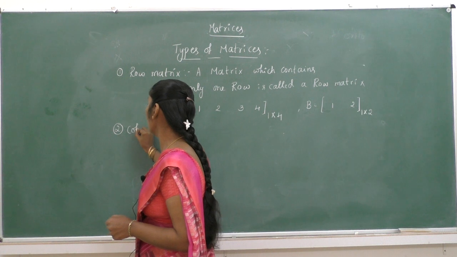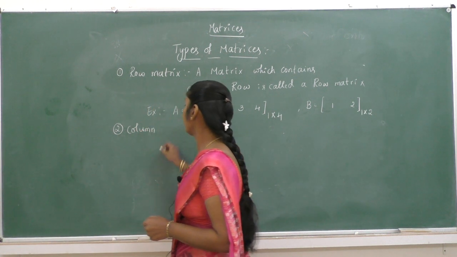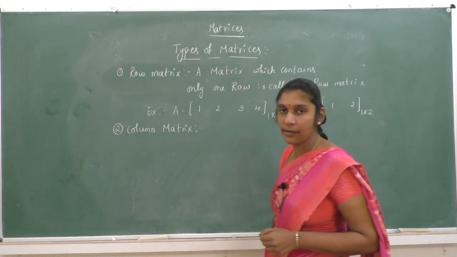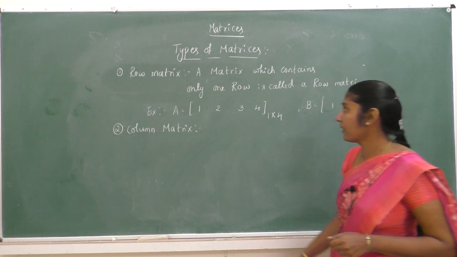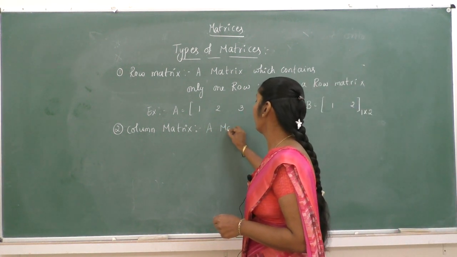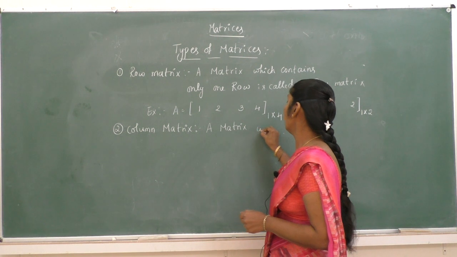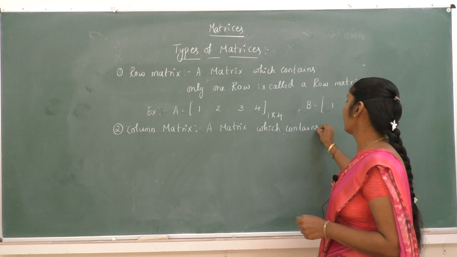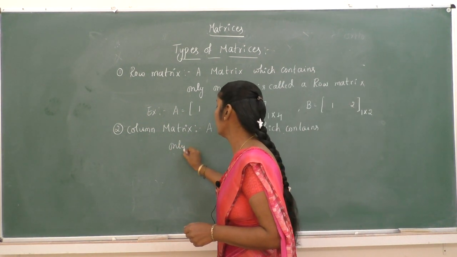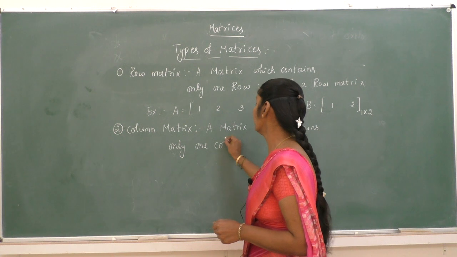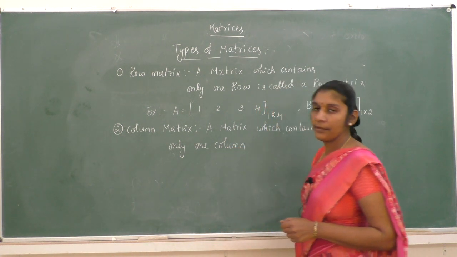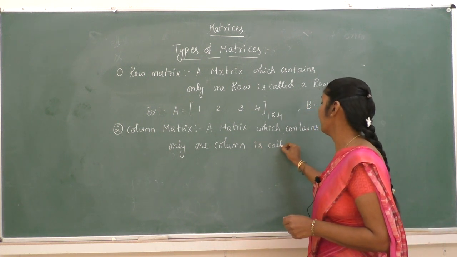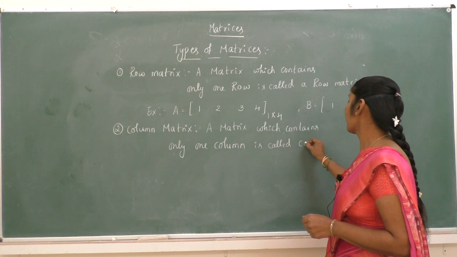Second one is column matrix. What do you mean by column matrix? A matrix which contains only one column is called column matrix.